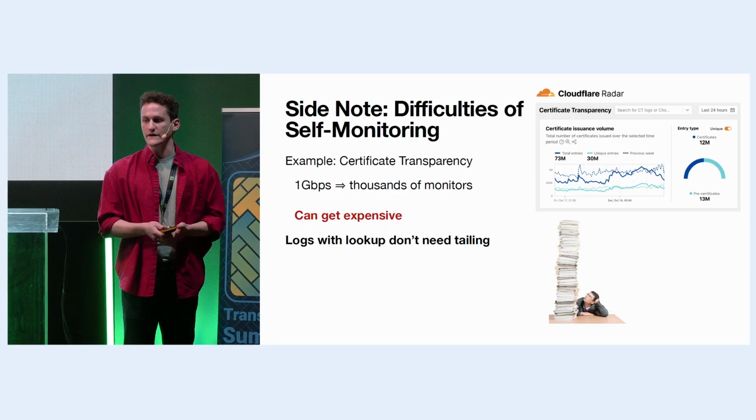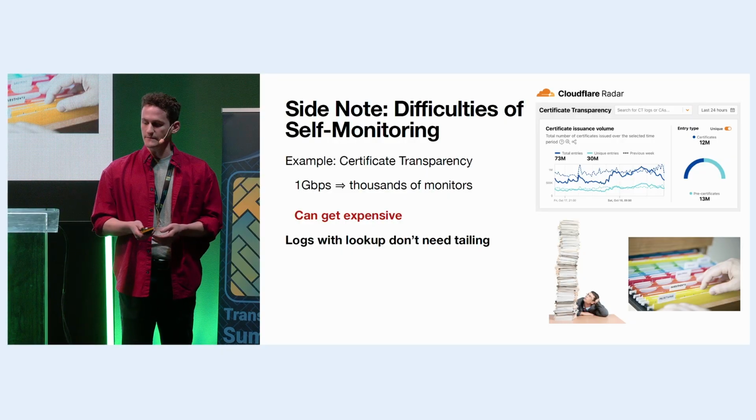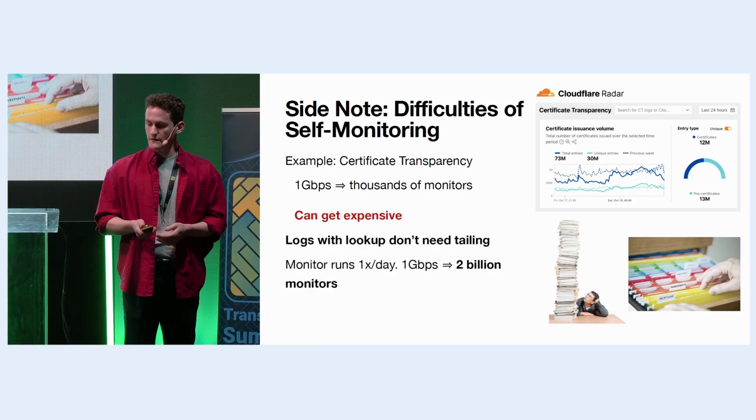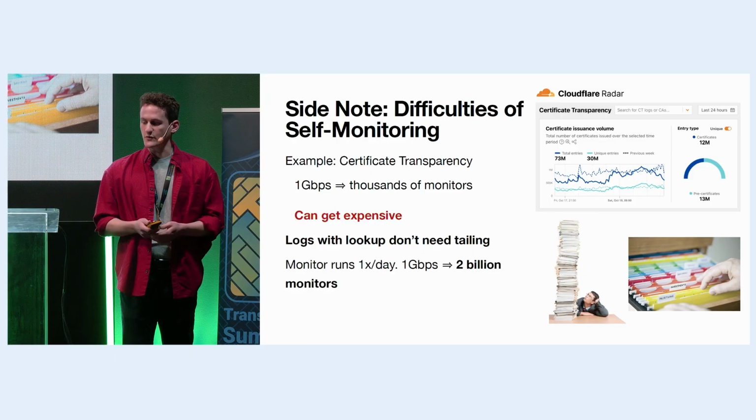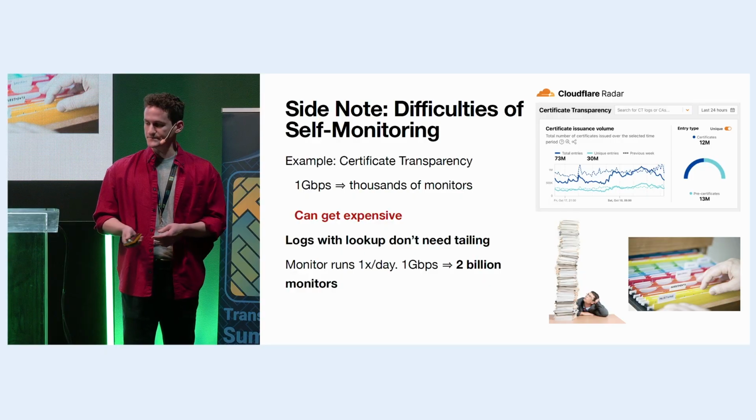Borrowing an analogy from Brendan McMillan, this is the difference between reading through an entire stack of papers versus using a filing cabinet. So with the same amount of bandwidth, this can support about 2 billion monitors, which means that people can actually self-monitor with this.